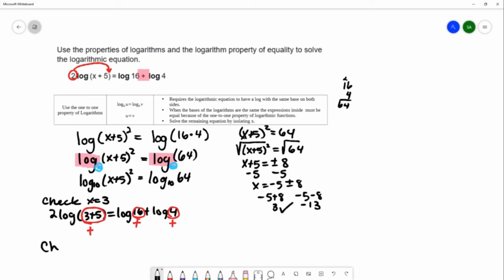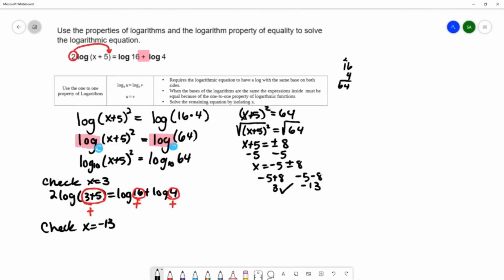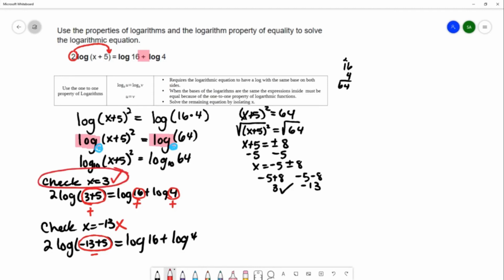Now let's check the other solution of x equals negative 13. That would give 2 log of negative 13 plus 5 equals log of 16 plus log of 4. And you can see that this expression inside the log, negative 13 plus 5, would give you a negative value, and the log of a negative is undefined. So we're going to throw away that solution of negative 13 and keep only x equals 3 as the solution to this log equation.